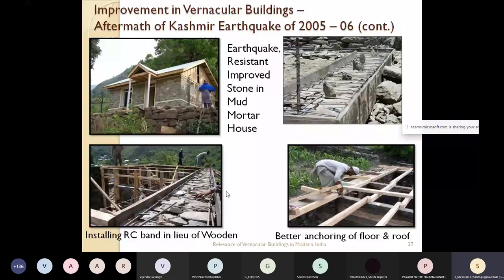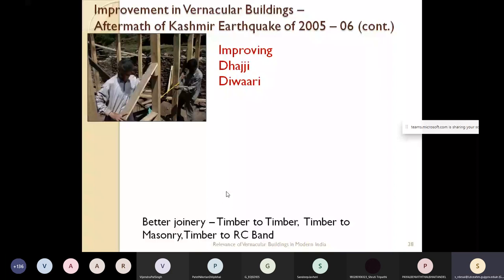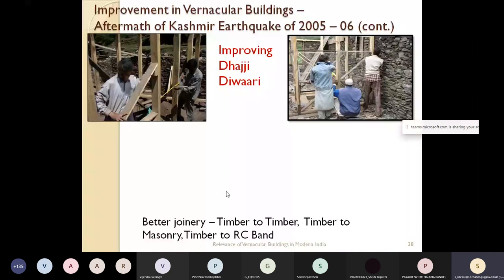All right. One of the things we did in these houses, they had this Dhaji Diwari. Most people know about Dhaji Diwari in Srinagar, which are timber-laced brick masonry walls. But there are also timber-laced stone masonry walls, which are about 6 inches thick. And these are also fantastic walls, all right? And typically, these are used as interior dividers, not what you call partition walls, okay? These are shear walls. These are load-bearing walls, all right?